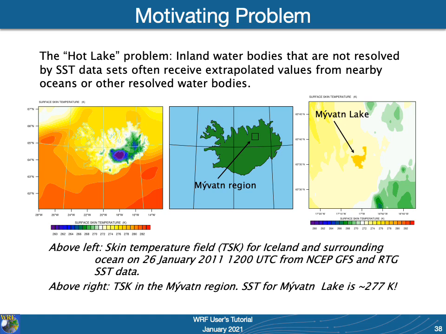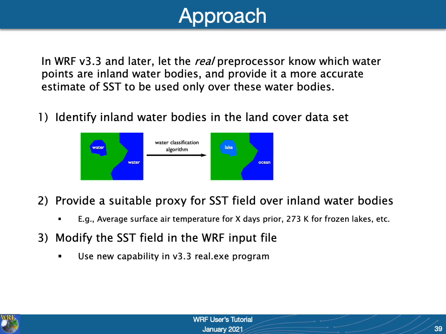This unrealistically warm lake gives off high moisture and latent heat fluxes, and so we'd like to find some way, using utility programs that come with the WPS, to provide a better value for the lake temperature. So the approach that we're going to talk about assumes that we're running at least WRF version 3.3, which by this time is probably a safe assumption.